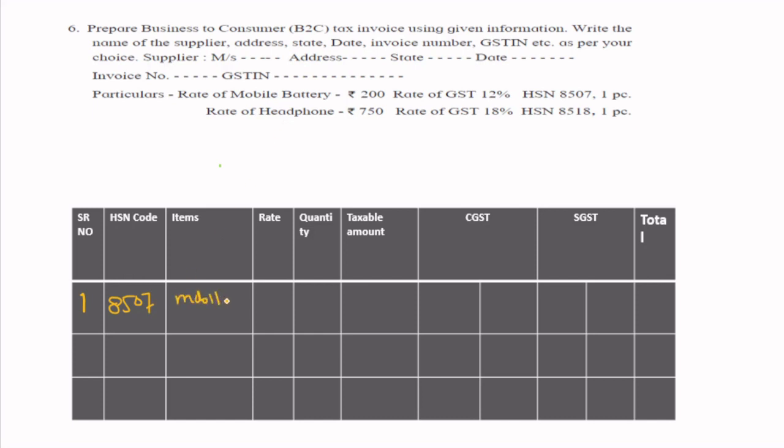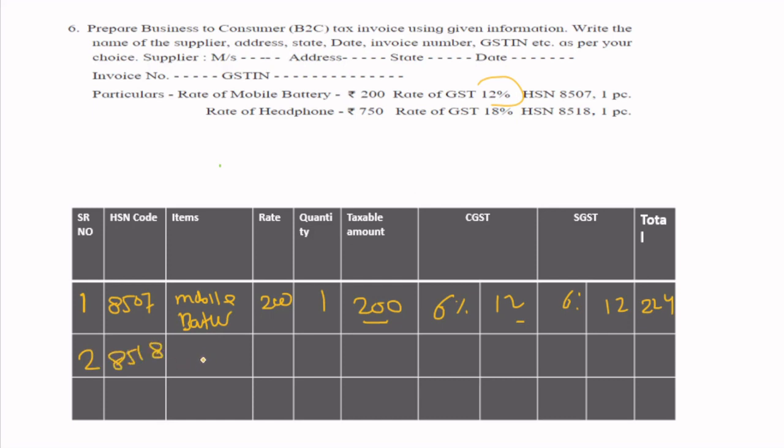Item is mobile battery. Rate 200, quantity 1 piece. Taxable amount is quantity into rate, so 200. CGST and SGST: here it's given 12% GST, so CGST will be 6% of 200 and SGST will also be 6%. So 12 rupees and 12 rupees. Total amount he has to pay is 200 plus 12 plus 12, so 224 rupees.